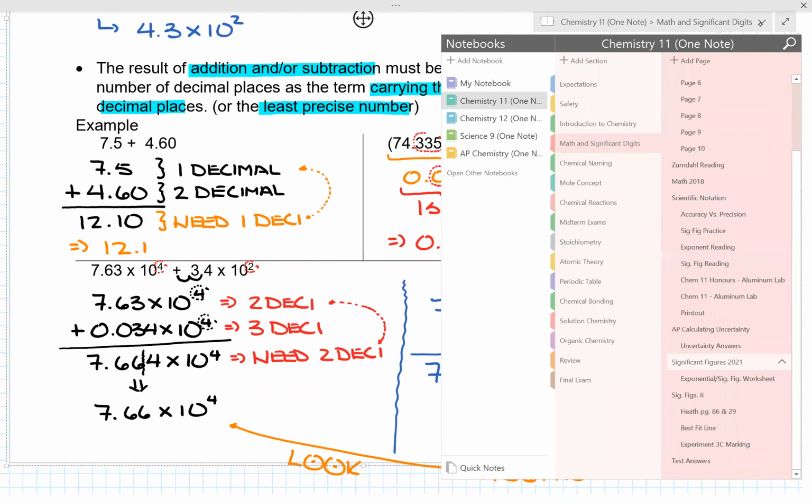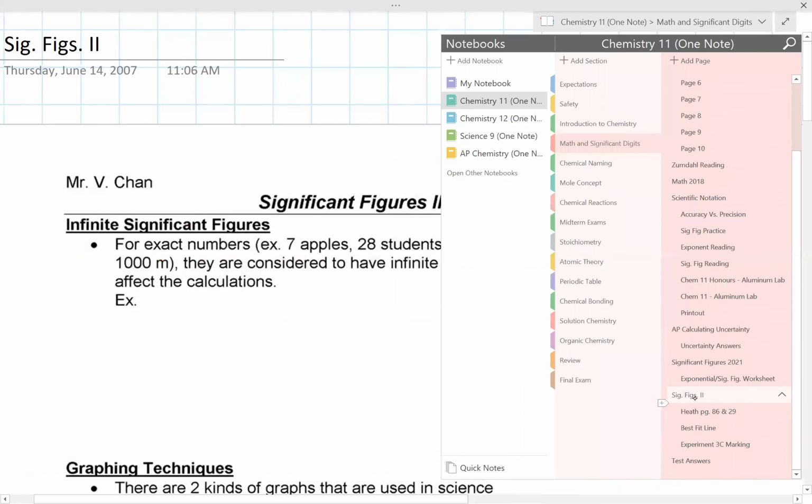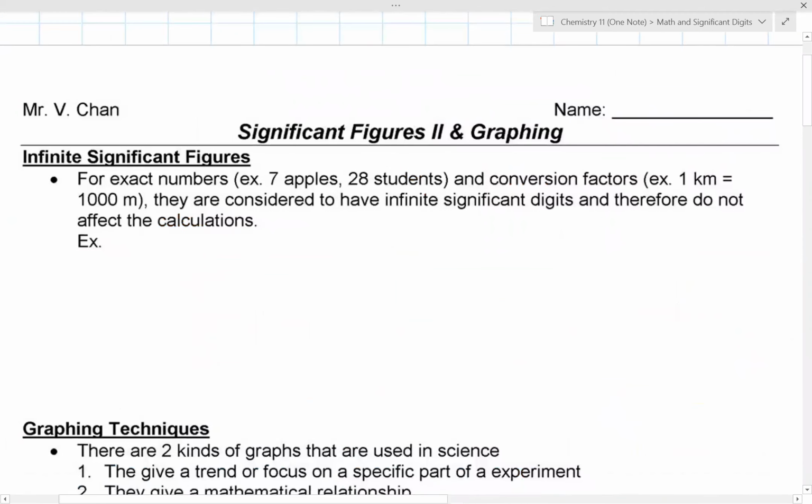But there is a situation where there are no significant digits, where there is no uncertainty in our measurements. That scenario is when we have exact numbers and conversion factors. These are considered to have infinite sig figs and therefore do not affect calculations. Exact numbers and conversion factors basically have no uncertainty. For example, there's exactly 1,000 meters in 1 kilometer. It's not 999, it's not 1,001.